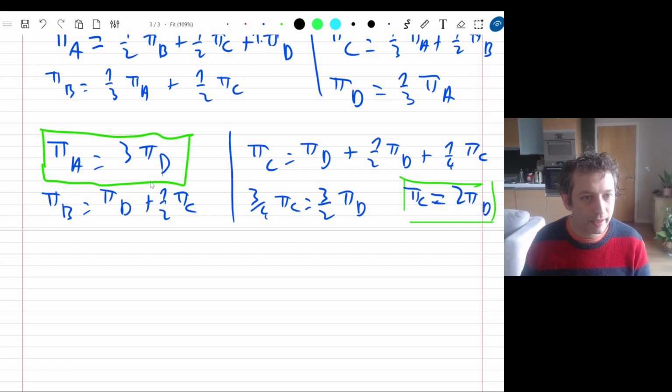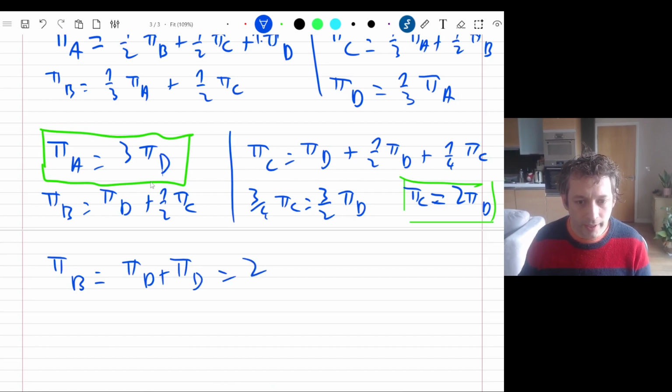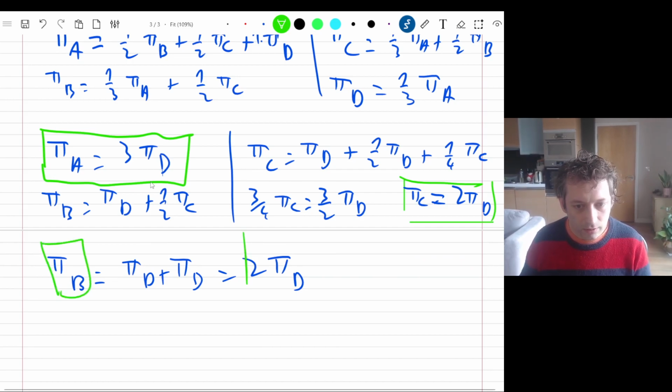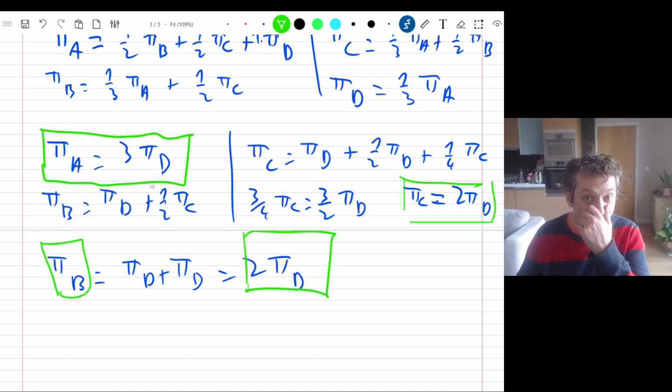And we're going to get pi b is 1/3 of pi a. That's a pi d. And 1/2 of pi c, which is also a pi d. So we're also going to get pi b equals pi d plus pi d equals 2 pi d. And now, having done that, I'm actually very happy because I have a one-dimensional vector space.